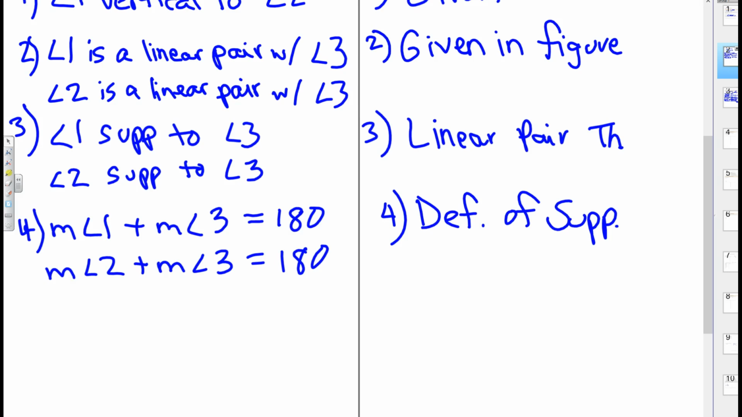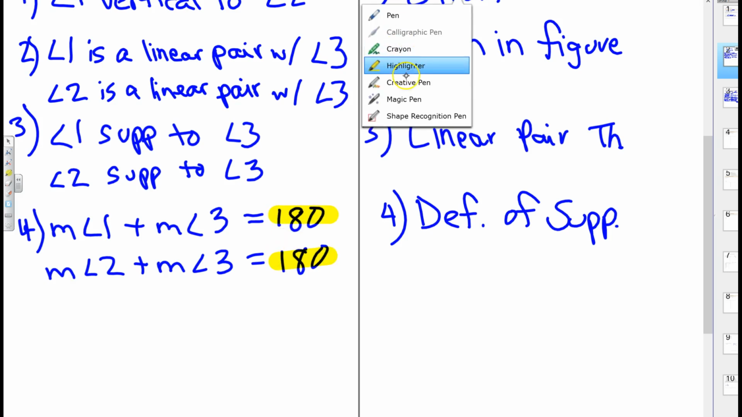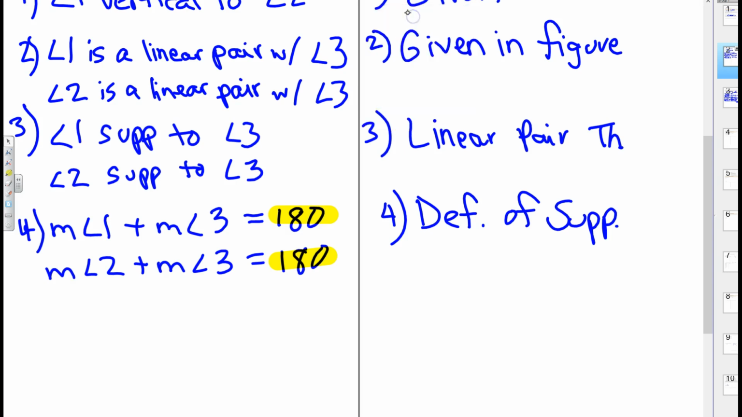Measure of angle 2 plus measure of angle 3 equals 180. And the reason I'm able to say that is that's my definition of supplementary. Now we've got a really cool thing. We've got two equations that both equal 180 degrees. And when that happens, I'm able to set them equal to each other, because if they both equal 180, then they equal each other. So I'm going to write that.